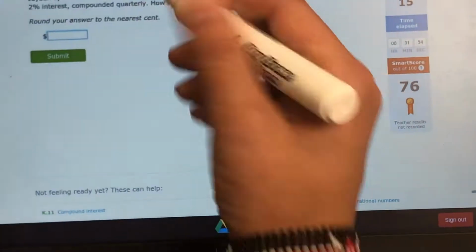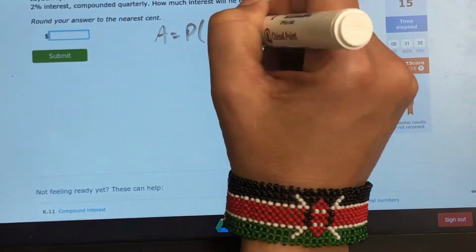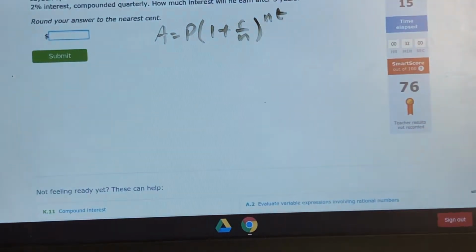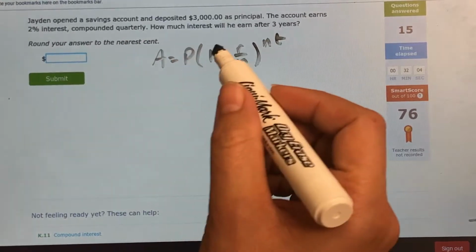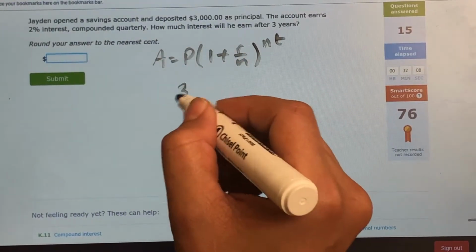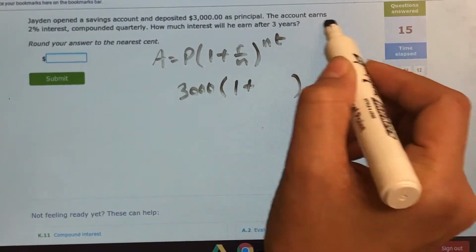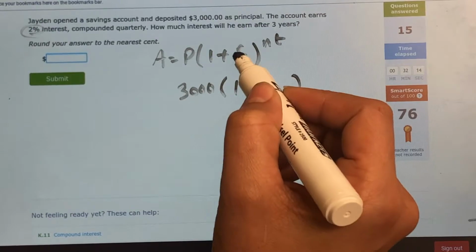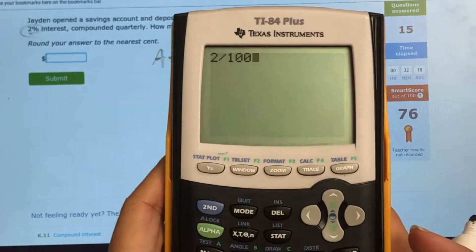All right, again, write down the formula. So A equals P(1 plus R over N) to the power of N times T. And then we're just going to plug in the numbers. So he opened a savings account and deposited, okay, so he deposited this. So that's my principal. So he put $3,000 in the bank. The account earns 2% interest. So that's my interest rate. And to make it a decimal, I just divide by 100.